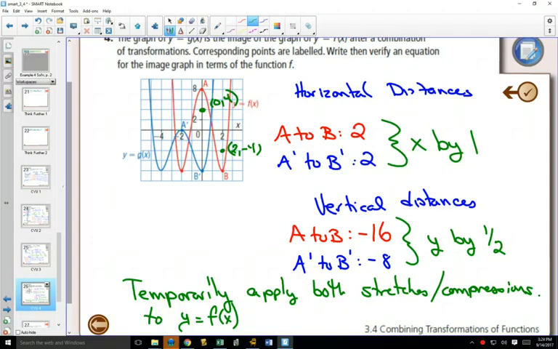Because when you're working from left to right, you do your stretches and compressions first, and then you do your translations after. So this is doing temporarily that second set of points after your stretches and compressions. Now, can you see, if I had to move this point to this point, and this point to this point, that I could do so with translations? I'd have to go in which direction? I'd have to go to the left 2 and down 4.